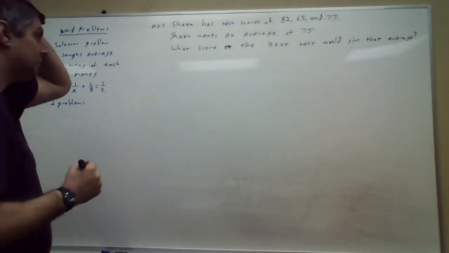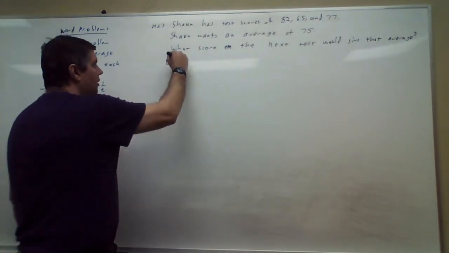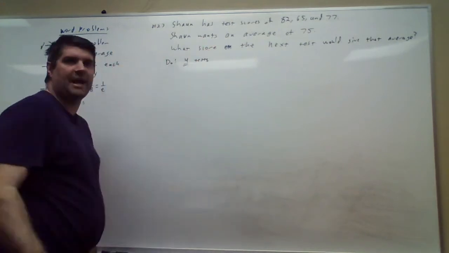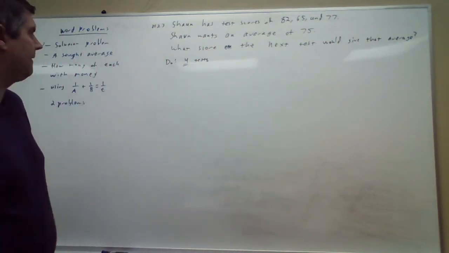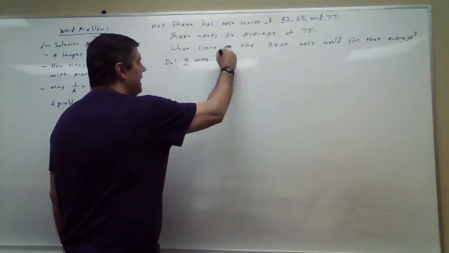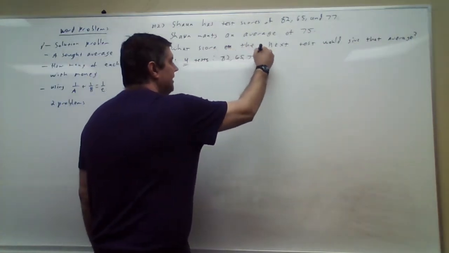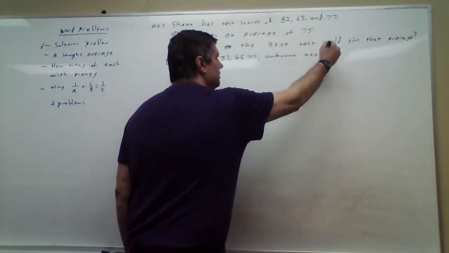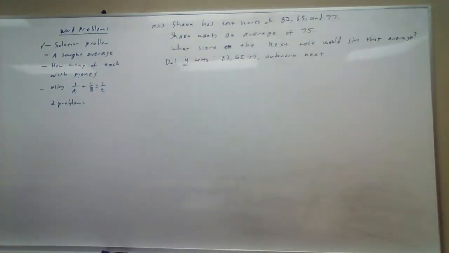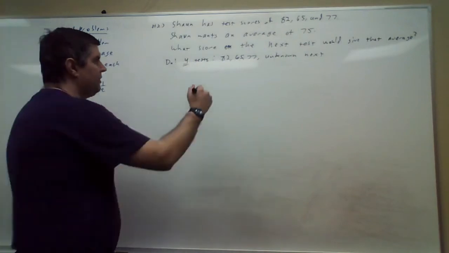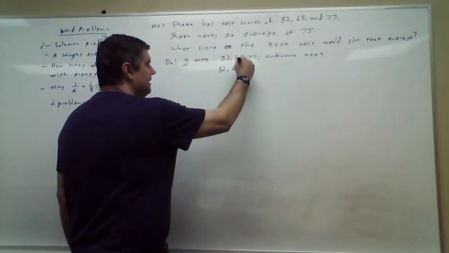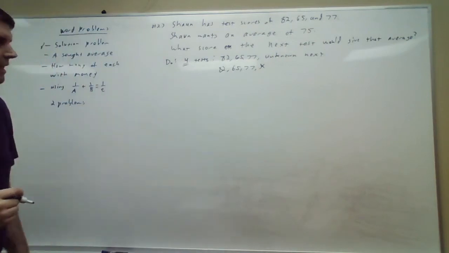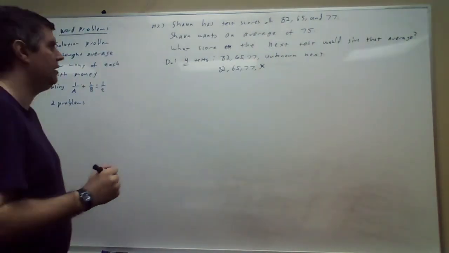Well, here's what we know. There are actually 4 tests here. 4 tests. Okay? 82, 65, 77, unknown next. That's actually 4 tests. So we could think of this as 82, 65, 77, and X. Okay, the unknown next that we need.